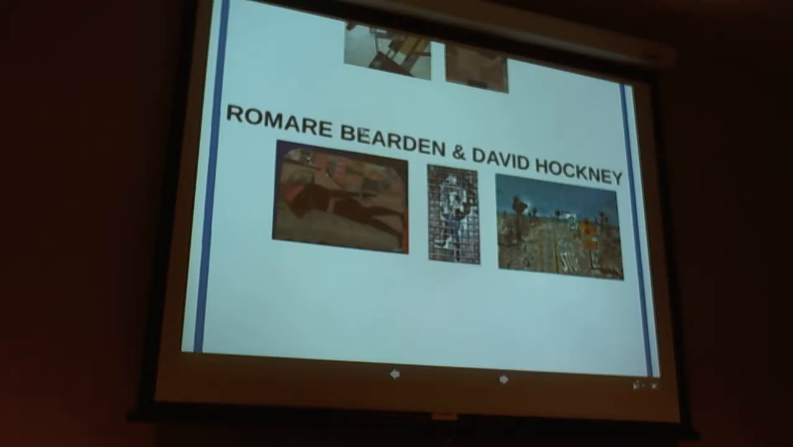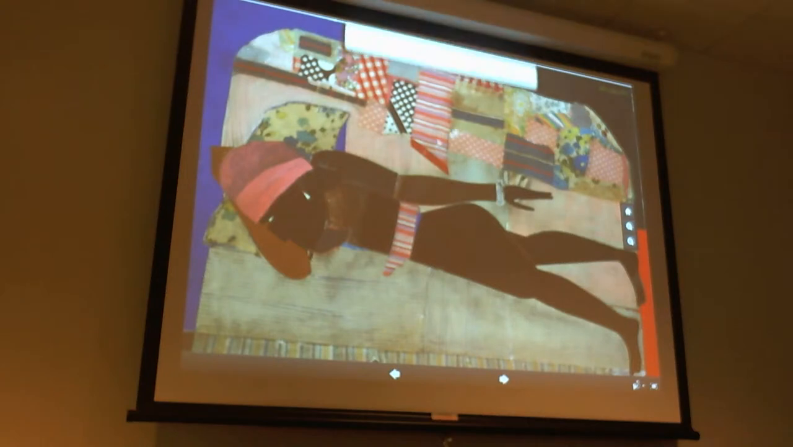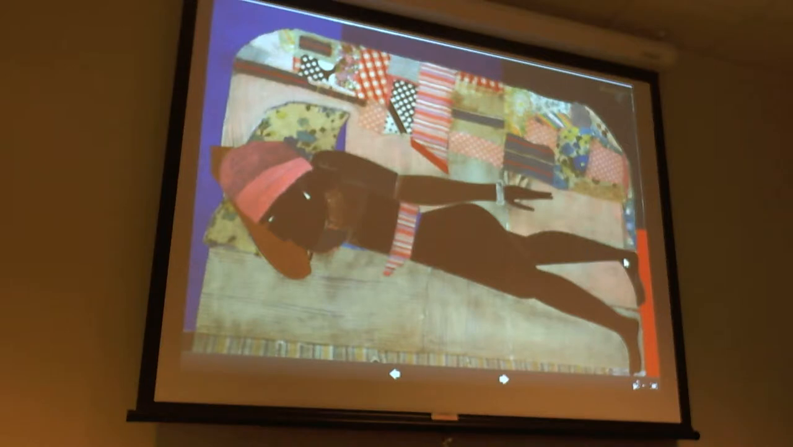And here you have Romare Bearden and David Hockney, who mostly use photographs. Romare Bearden took clippings of magazine photographs and used them in his collages. And David Hockney used pictures that he personally took and put them together to make his collages. As you see right here, the body is being fragmented by the various different pieces of material, and you also have quilts, quilting going on in this collage.